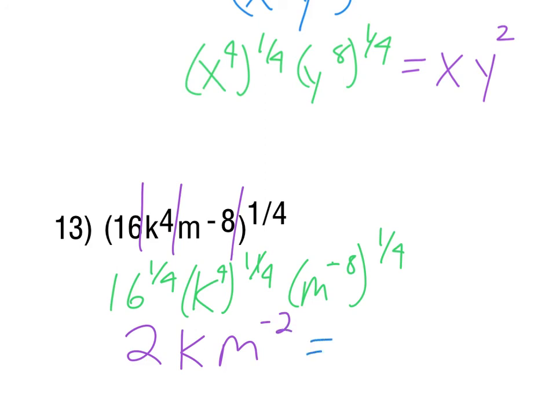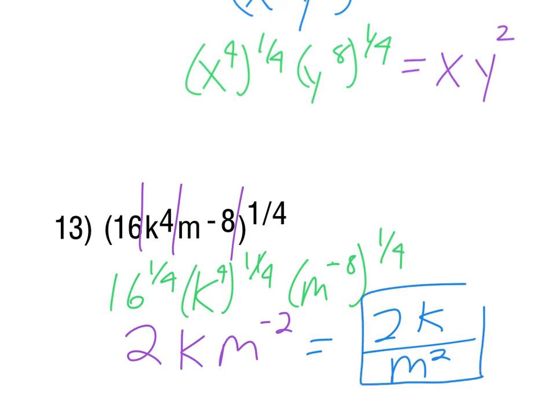Now I need to take care of that negative exponent, so the 2 and the k stay on top because they do not have negative exponents. The m moves to the denominator, or m squared really, because it does have a negative exponent. And so that's what number 13 ends up to look like.